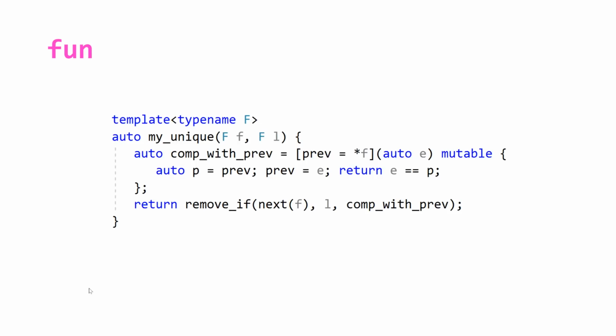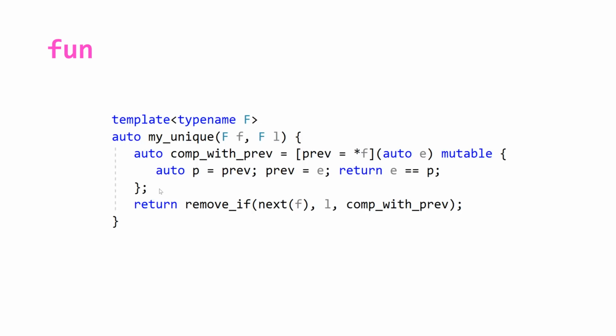And we can construct a lambda that does that same comparison. So here we have a compare-with-previous lambda, and we are initializing a variable prev, which stands for previous, which is going to take the value of the dereferenced first iterator. And then here we're just passing the element that we're currently looking at. We need to make this a modifying lambda by using the mutable keyword, because we're going to be modifying the variable prev, which we've initialized.